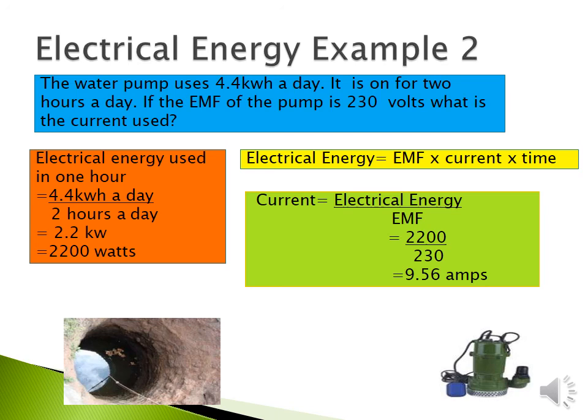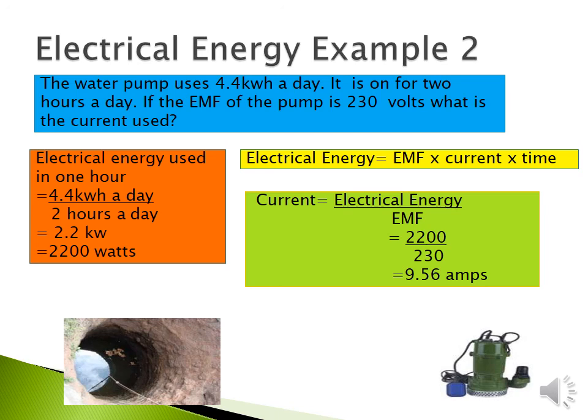Now in this example we have to calculate the current. We know the current calculation. First of all, we have to calculate for a time period. That's why the electrical energy used in 1 hour is equal to 4.4 kilowatt a day divided by 2 hours a day. The calculated value should be 2.2 kilowatt.